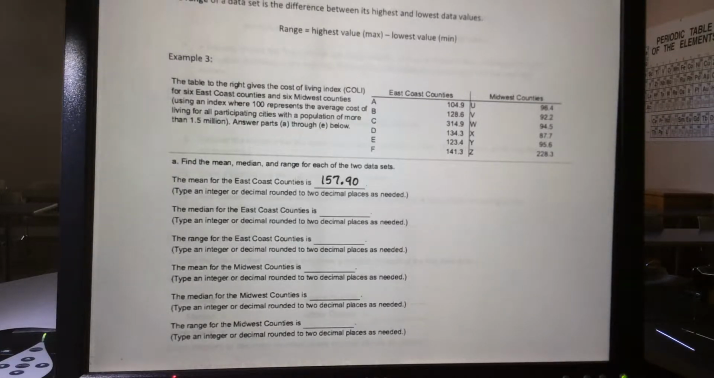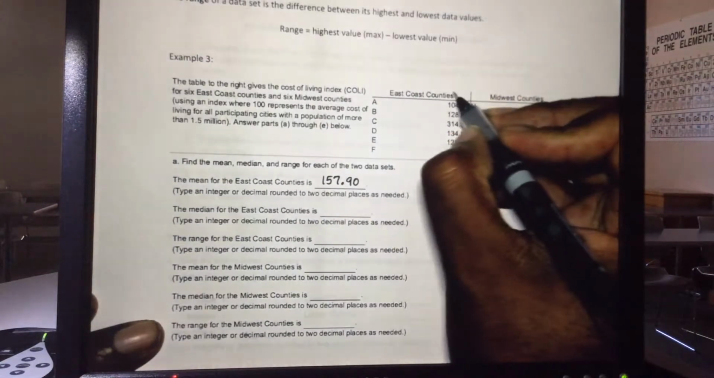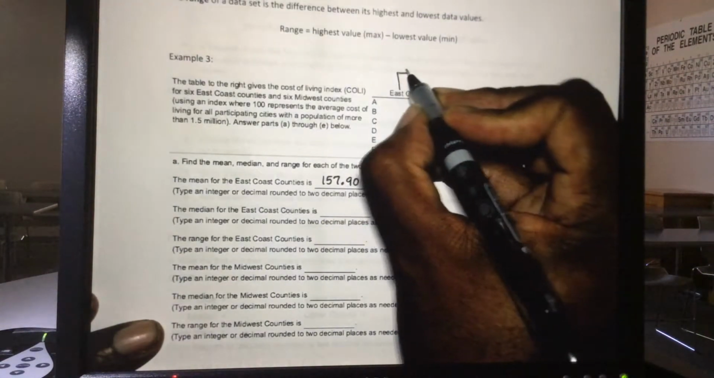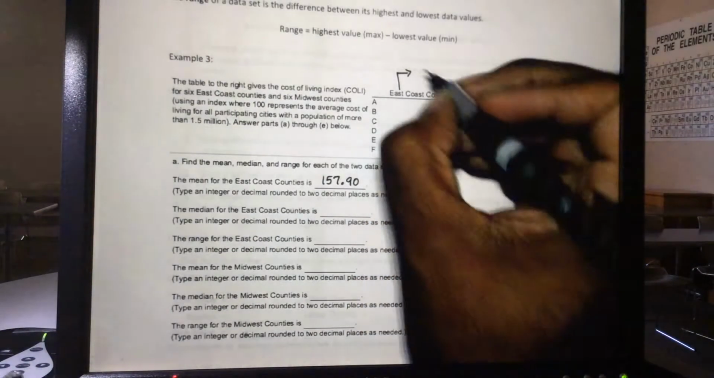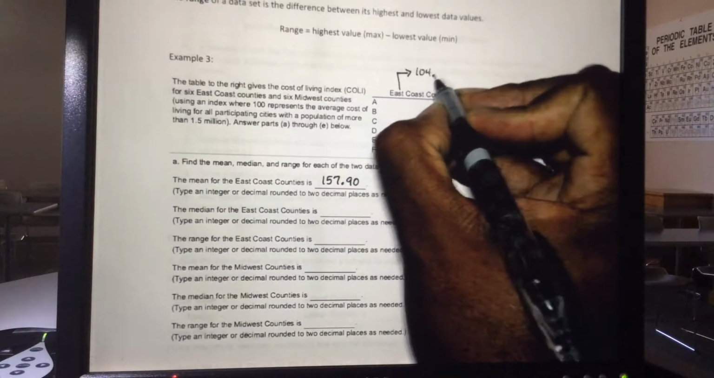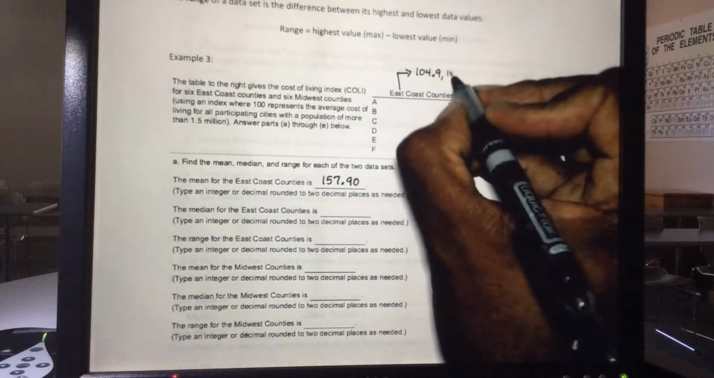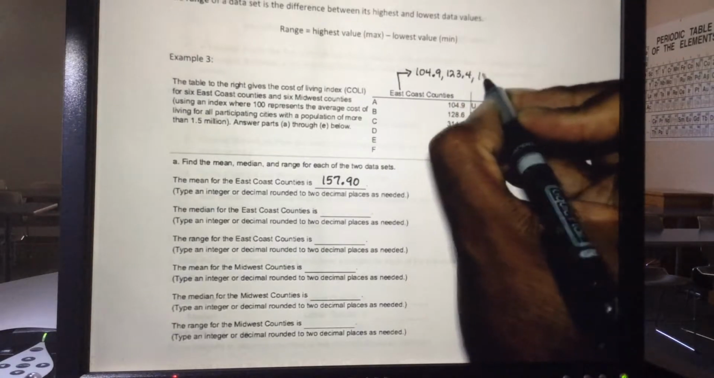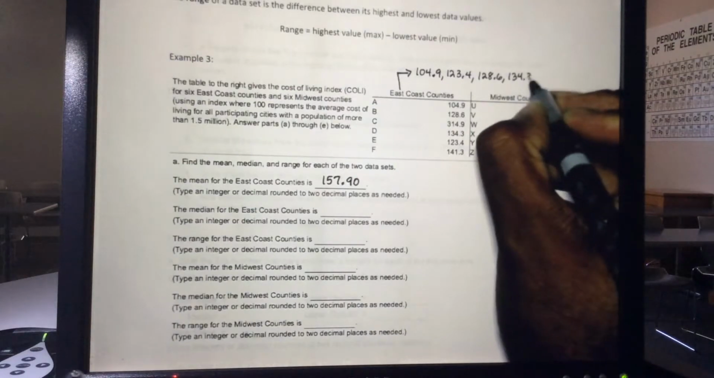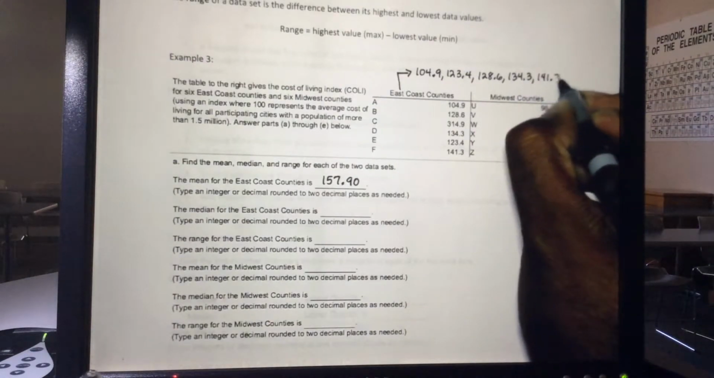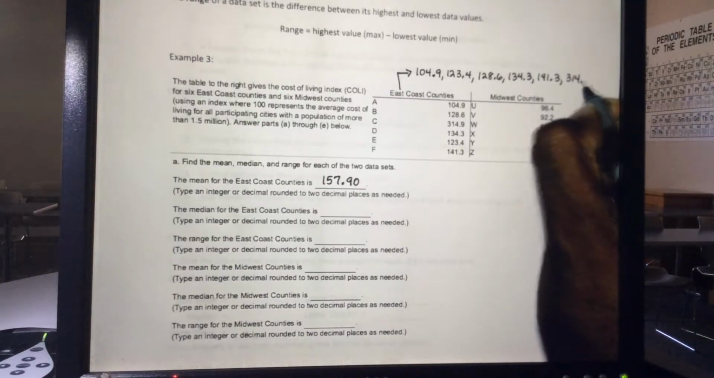And now for the median for the East Coast counties. Now, for the median, you know you've got to put your data set in numerical order from least to greatest. This is my data set sorted for the East Coast counties. I've already sorted it out, so here it is. We start with the lowest: 104.9, 123.4, 128.6, 134.3, 141.3, 314.9.